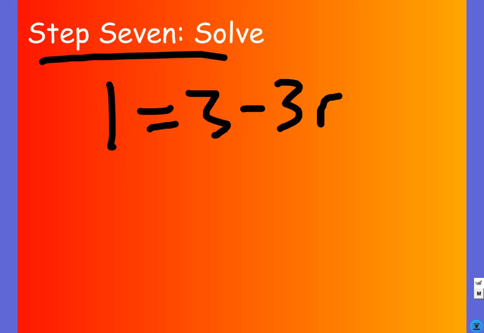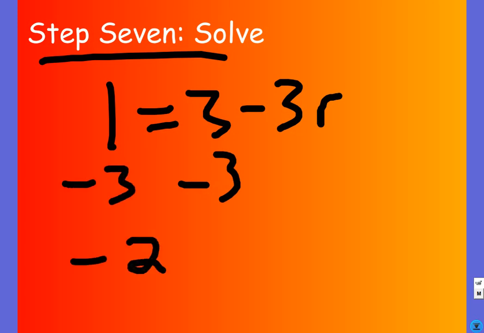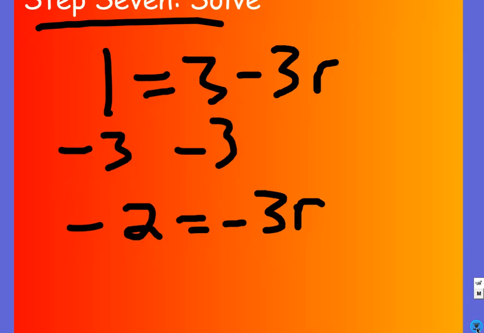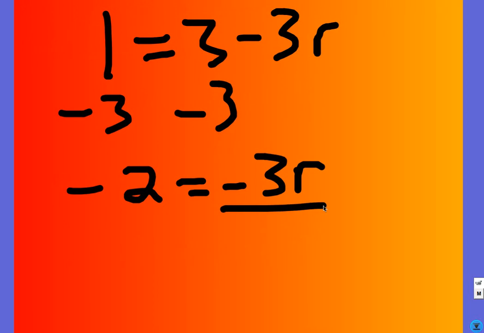Okay, you could do that. Subtract what? Yeah. You could add 3r, but you want to get the r by itself. So 1 minus 3 is negative 2 equals, now the negative is still there with the negative 3r. So you get negative 2 equals negative 3r. What's the next thing you would do to get r by itself? There you go. Divide by the coefficient, which is negative 3.